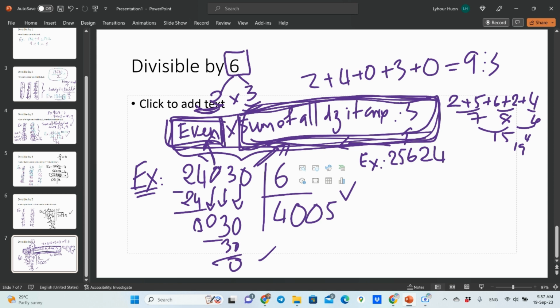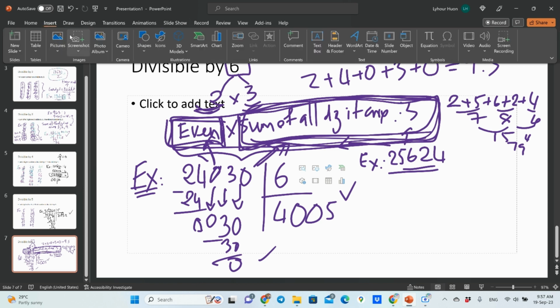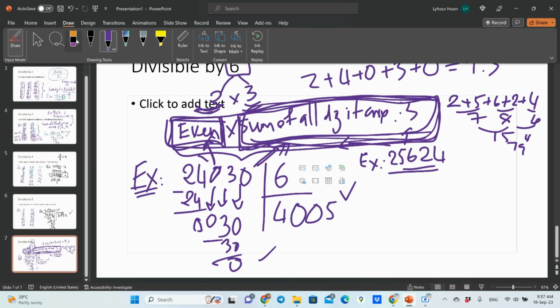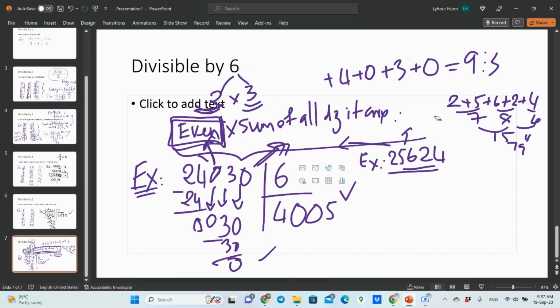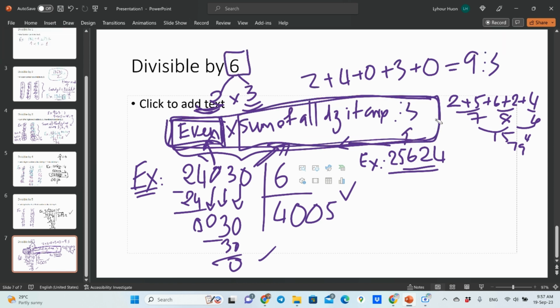Divisible by 3? Yeah. But this number is not divisible by 3. No. So we haven't completed those conditions yet. Okay, so what number should we use, where the sum of all digits is divisible by 3 and it's an even number?